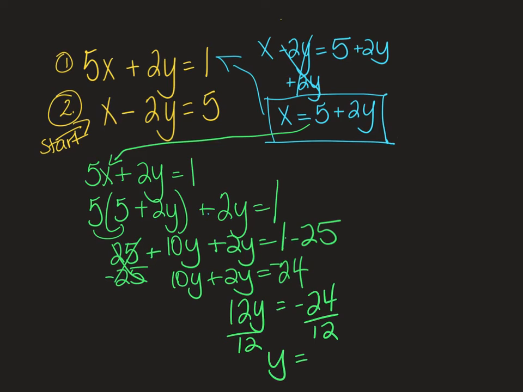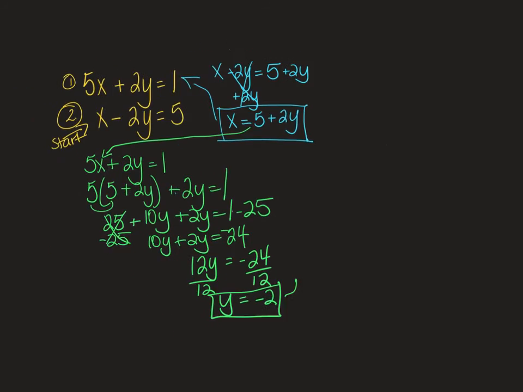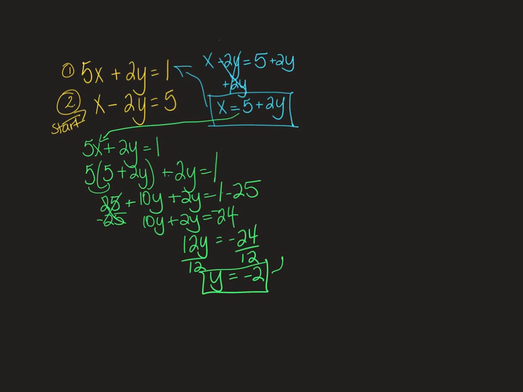Y is going to equal a negative 2. So now we have the definitive value of y. Now, remember, you can take this value and substitute it in for either equation to get the value of x. I'm just going to choose number 2, which is x minus 2y equals 5. So my value of x minus 2 times negative 2 equals 5.